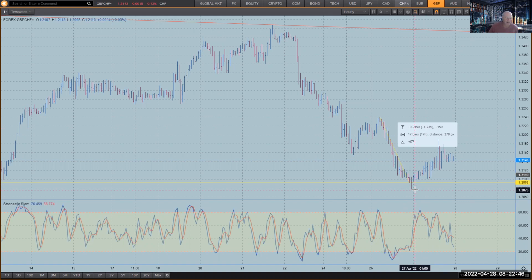The range has already probably been done for the day, unless, as I said, there's a major catastrophic event in the UK or Switzerland. This thing has done its range for the day. And the break trade is not the one to be looking for.